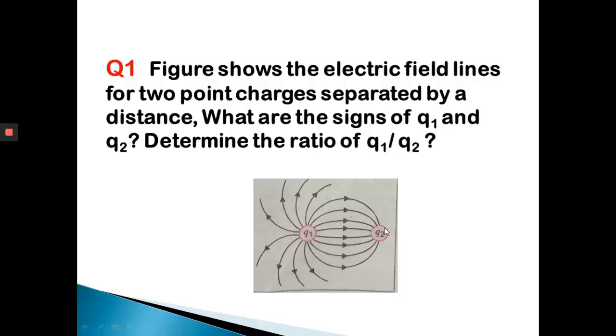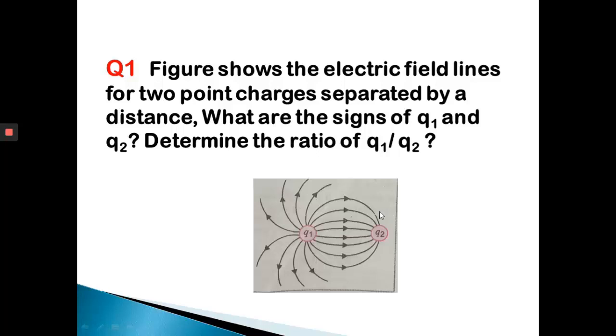Electric field lines will be ending at negative charge and will be emanating from the positive charge. Now you tell me which is positive, which is negative. Q1 is positive and Q2 is negative. Next is determine the ratio of Q1 and Q2, or Q1 by Q2 you should find out.